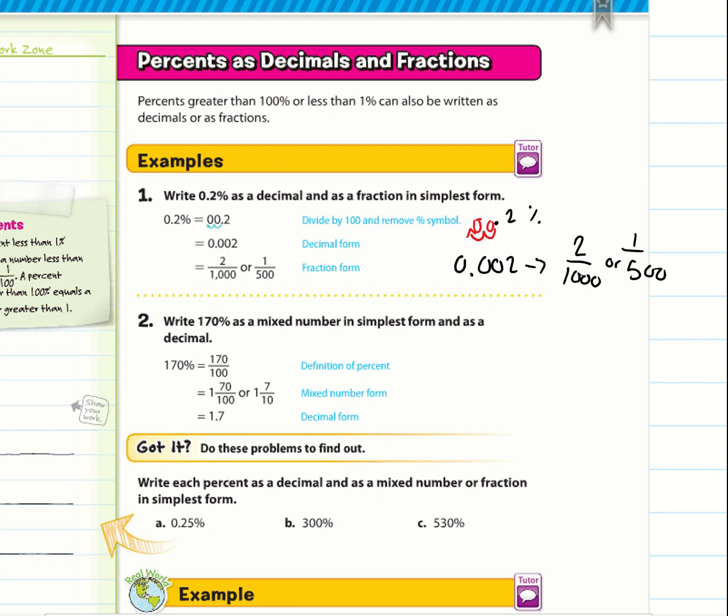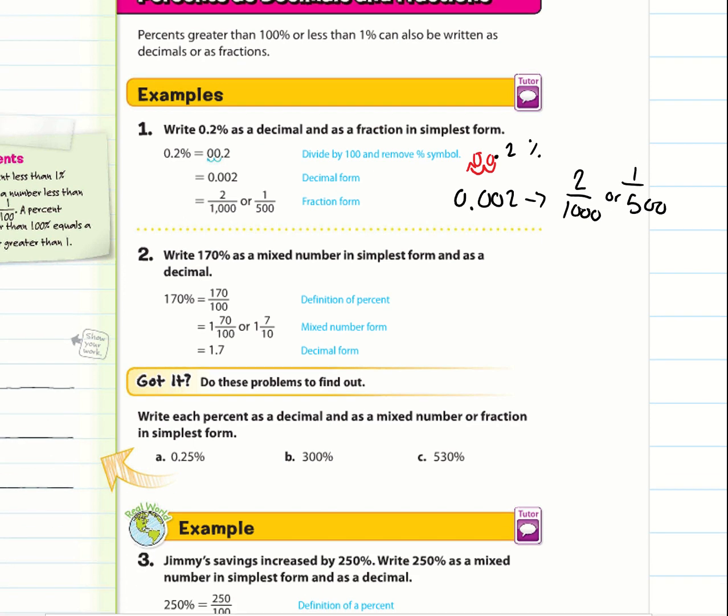So same rules still apply. Percent to decimal, move twice to the left. Decimal to percent, twice to the right. But now, this time, we're at 170%. So 170%. Same rules still apply. I am going to take my decimal and move it twice to the left.